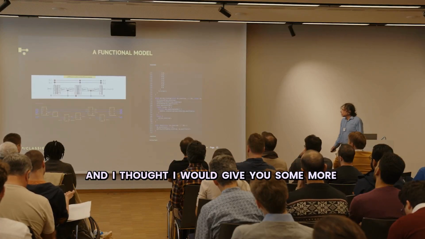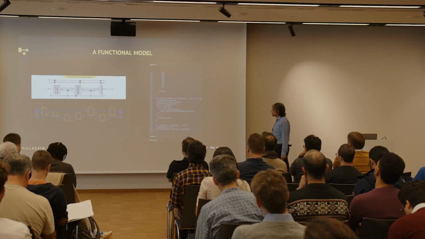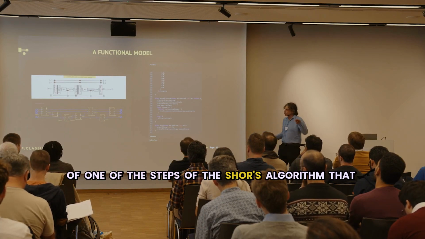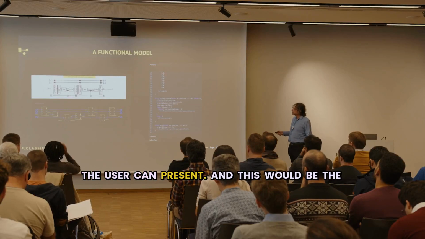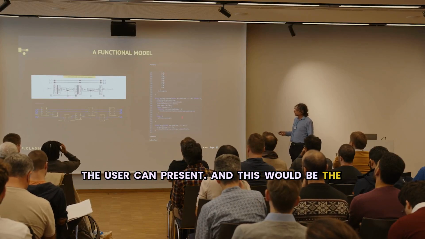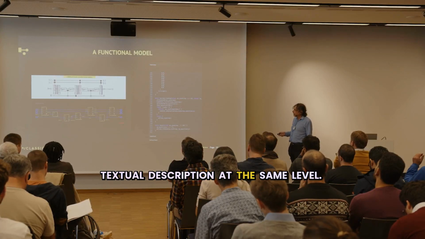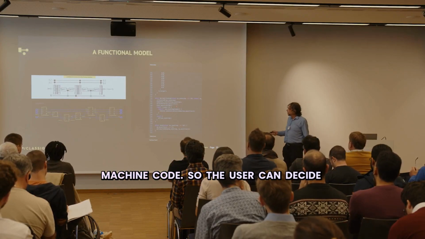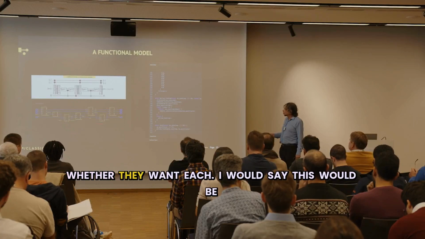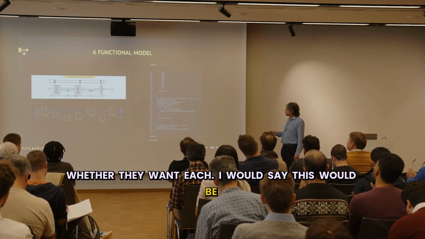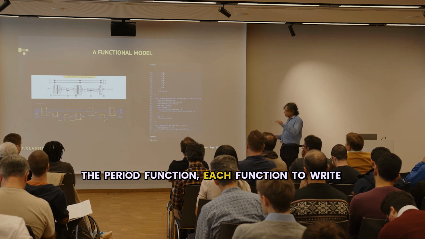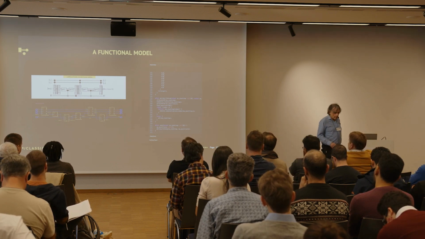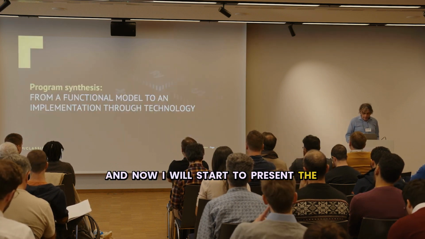And I thought I would give you some more examples, but I see that I won't. So this would be a graphical description of one of the steps of Shor's algorithm that the user can present. And this would be the textual description at the same level. So this is still not machine code. It is much, much higher than machine code. So the user can decide whether they want each function, this would be the period function, to be written graphically or textually. And now I will start to present the technology.